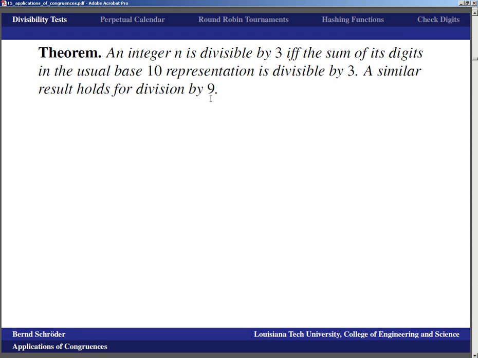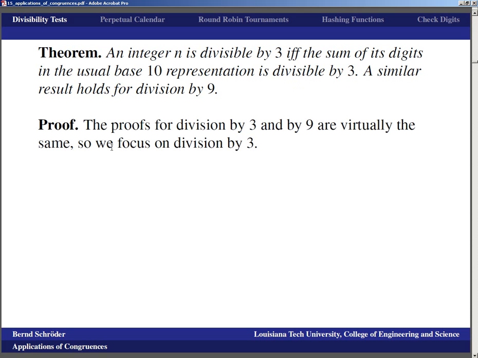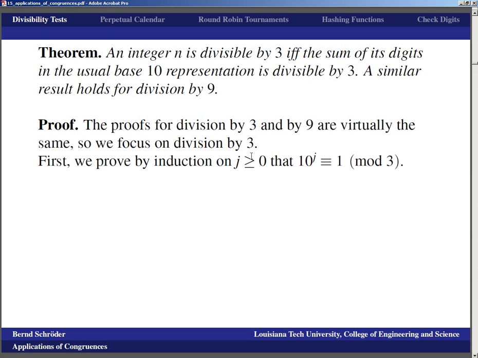I don't think I've ever learned that one in school. I just checked if it's divisible by 3, and if it is, I checked again. But that is certainly a standard divisibility test. And, well, why is it true? The proofs for division by 3 and by 9 will actually be virtually the same, and so we will focus on the division by 3.